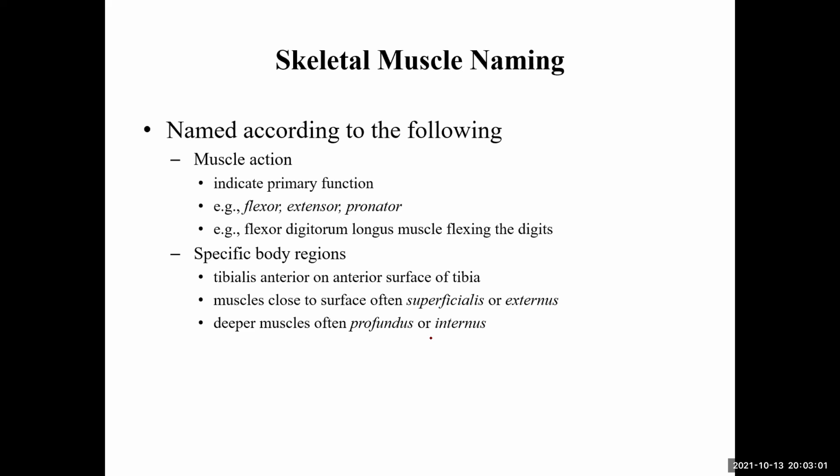Muscles that are close to the surface of your skin, we'll usually call superficialis or externus. And our deeper muscles are either going to be profundus or internus. So again, when you see a muscle with either of those terms in it, it'll tell you how close it is to the skin or how deep it is.